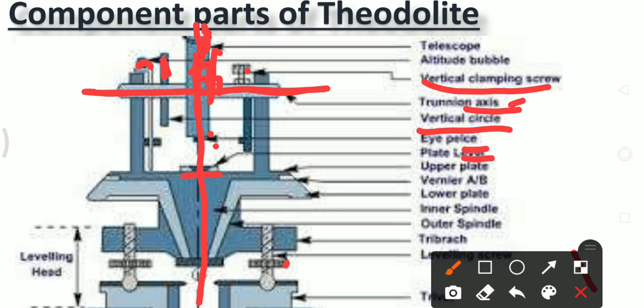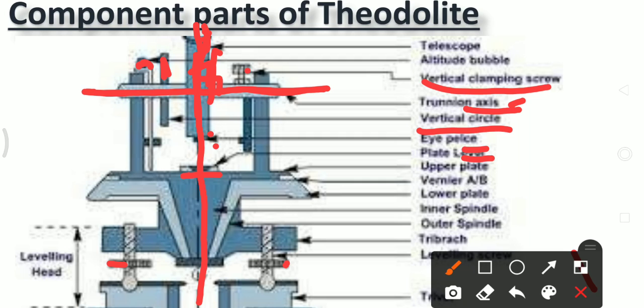So when we set the instrument exactly level, the water bubble of this plate level tube, also called the horizontal level tube or longitudinal level tube, comes exactly to the center of this level tube. This procedure is done with the help of the 3-foot screw of the theodolite.